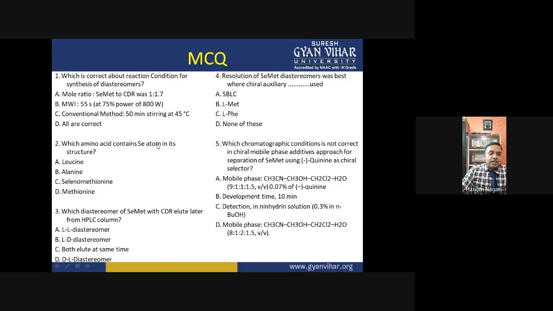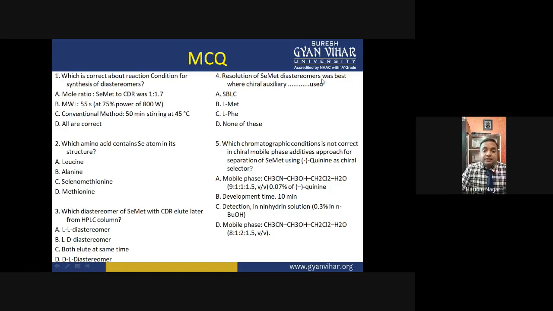So which amino acid contains a selenium atom in its structure? We have discussed methionine, which contains a selenium atom. Which diastereomer of methionine elutes first and which elutes later from the HPLC column? The LL diastereomer of methionine was eluted first, and the LD diastereomer was eluted later. Resolution of methionine diastereomers was best where the chiral auxiliary was used.